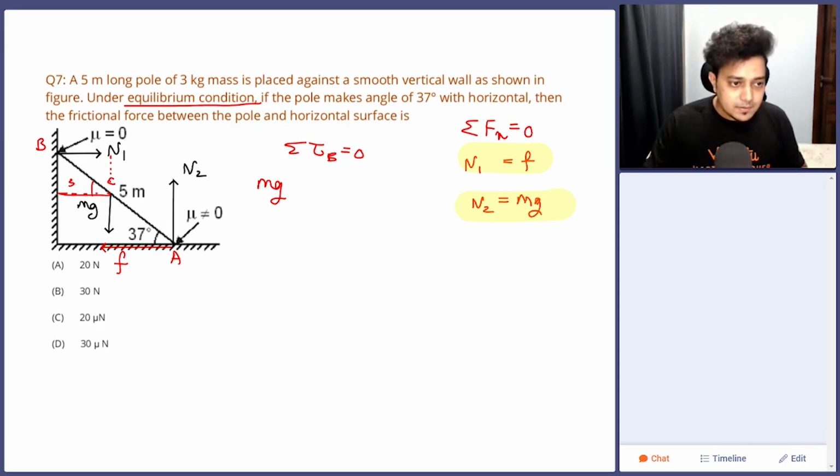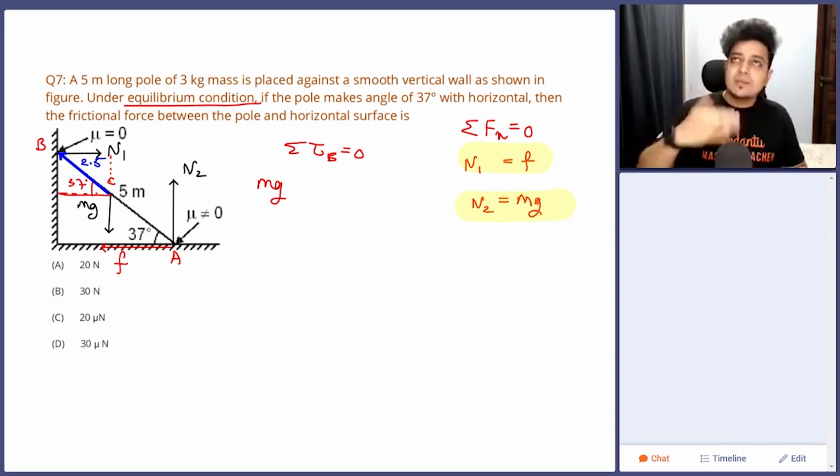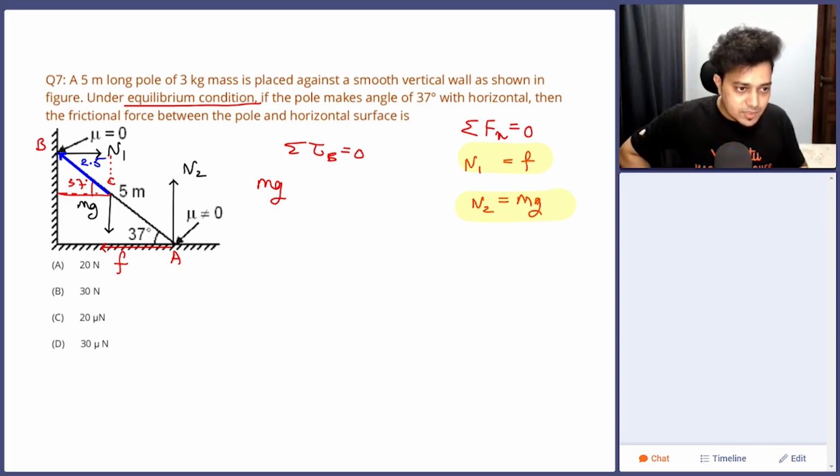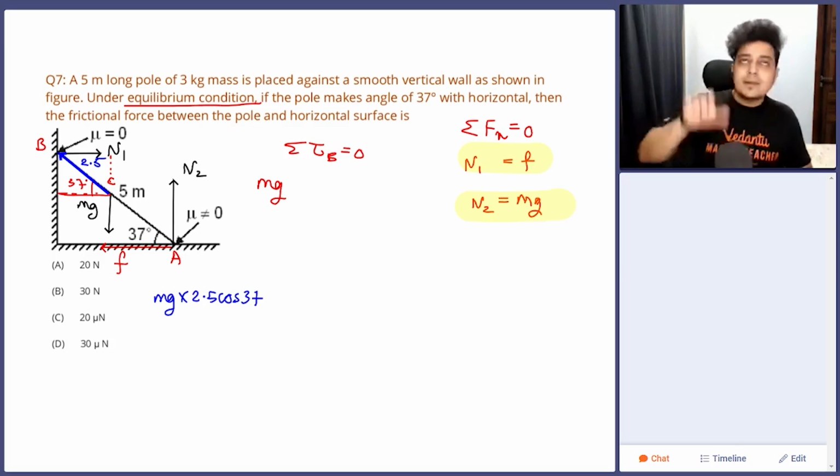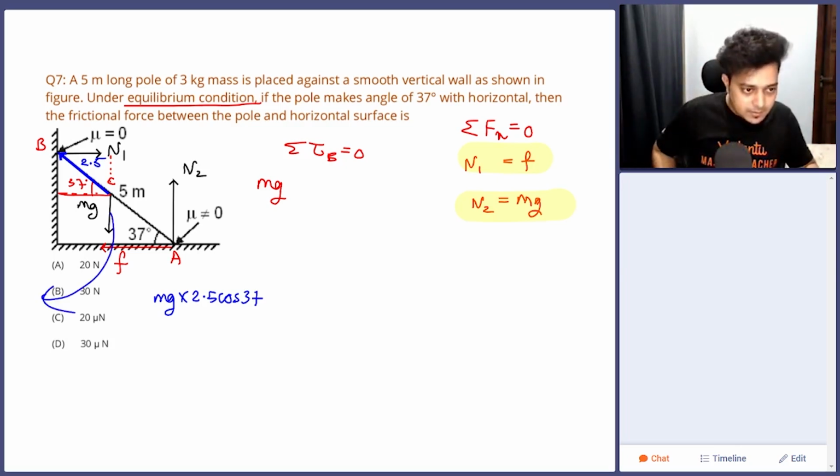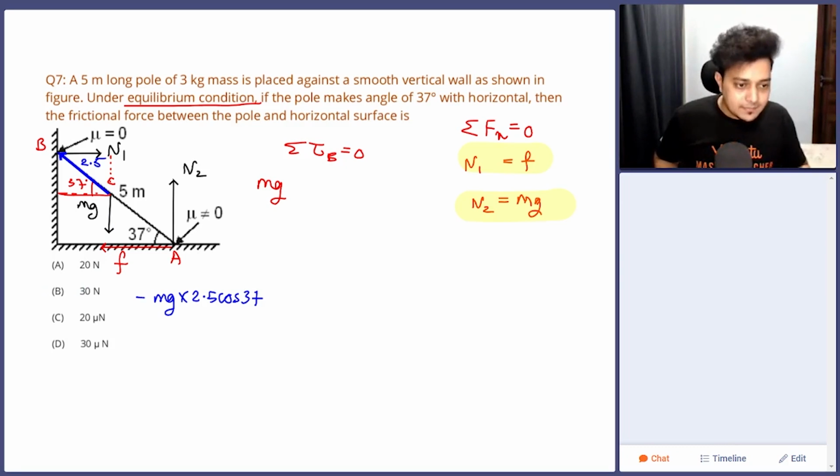This angle will be 37. It's the center of mass of the ladder, or rod, so it will be at 2.5. Total length is 5 meter, half will be 2.5. So if I highlight that distance, this length is 2.5. Correct. So we can use that to find the perpendicular distance, which will be 2.5 cos 37. So the force is mg into 2.5 cos 37, and that is producing torque in which sense? Clockwise sense, so this will be negative.